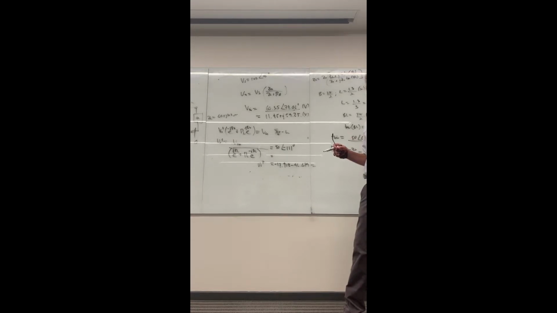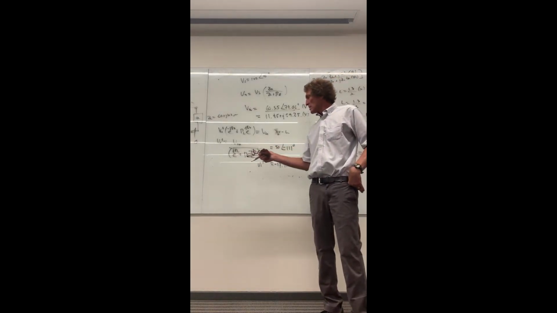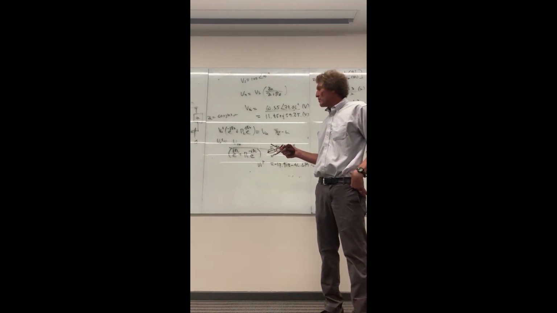Was VL what we found for the V naught plus equals Vn over e to whatever? Oh, beta L. Yeah, beta L is right here. It's 2.72 radians. Okay.